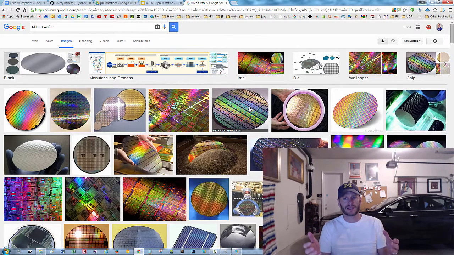And by the way, they make this out of sand. Like they make this out of the same stuff that they make fake breasts out of. Silicon, that's it, right? What an amazing substance. Fake breasts and computers.